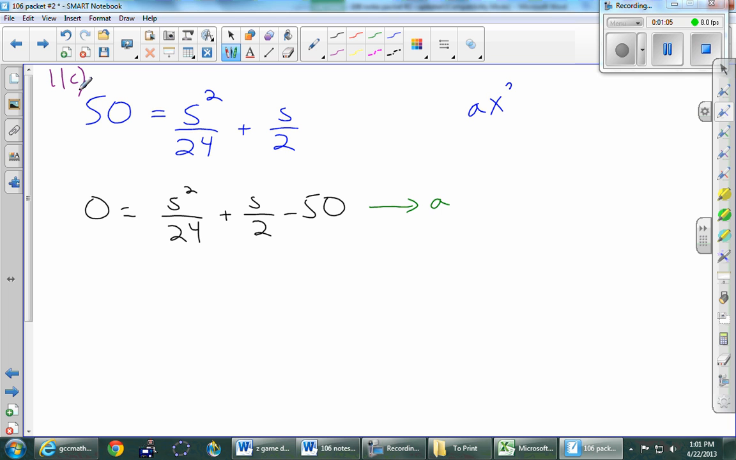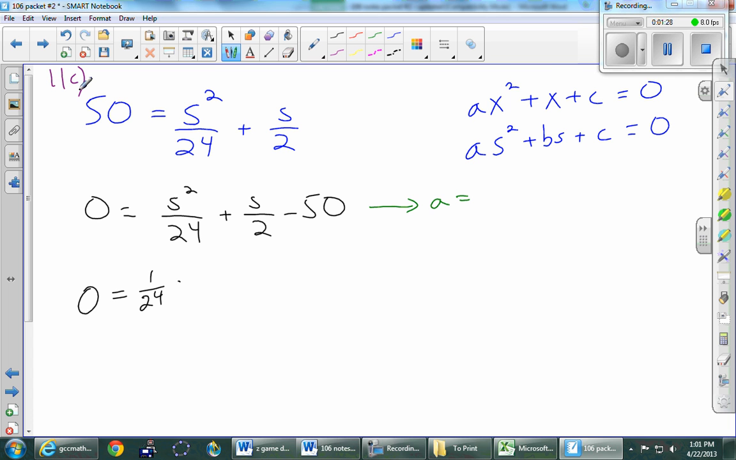Remember, ax squared plus bx plus c is our standard, although in this case it's as squared plus bs plus c. What is a? It's 1/24, which doesn't even appear in the equation. So you really need to do work. If you've got fractions like this, you need to recognize that s squared over 24 is the same as 1/24 times s squared. And then plus 1/2 s. Right, you got to peel the s's off so that you can really identify the numbers, the a, b, and c. And then minus 50.